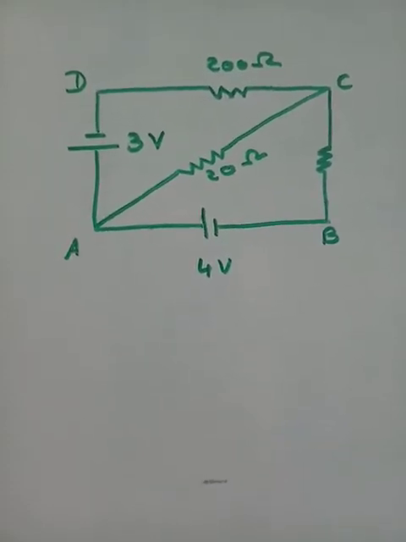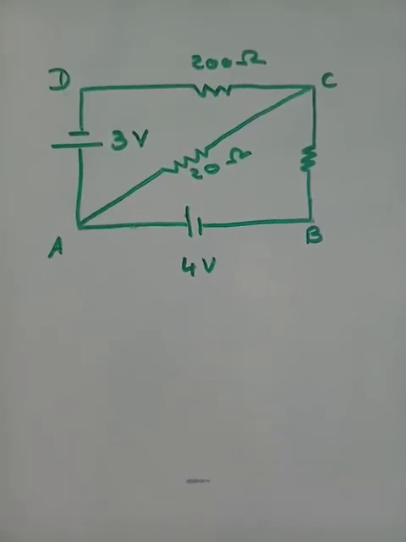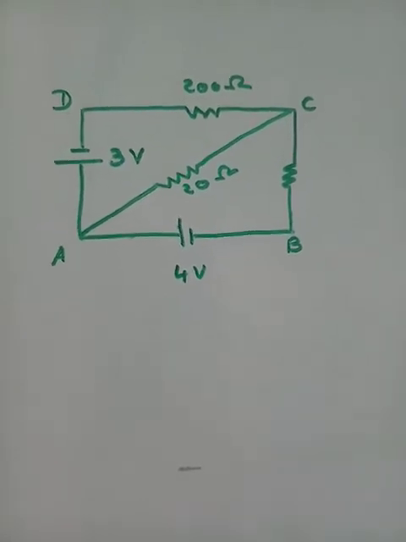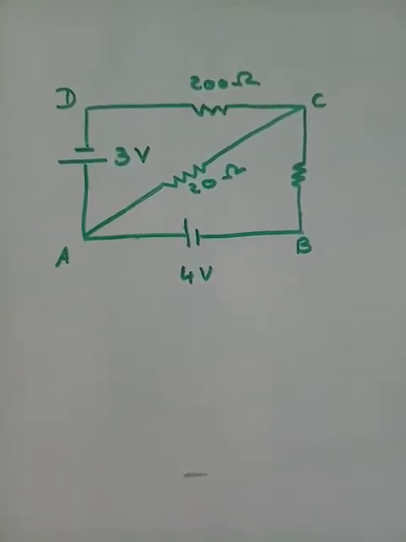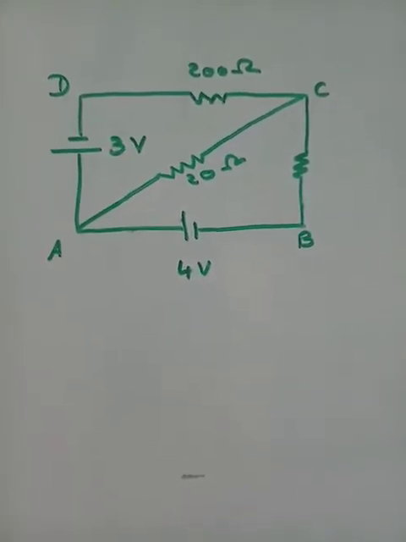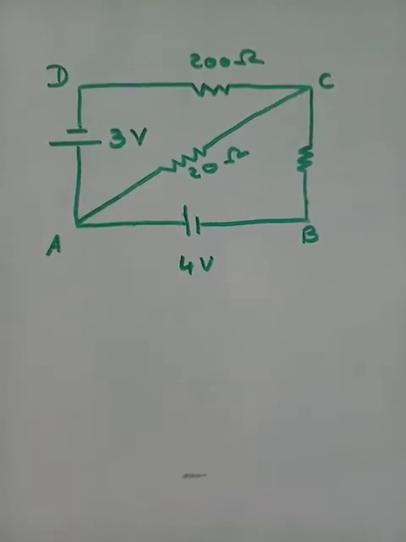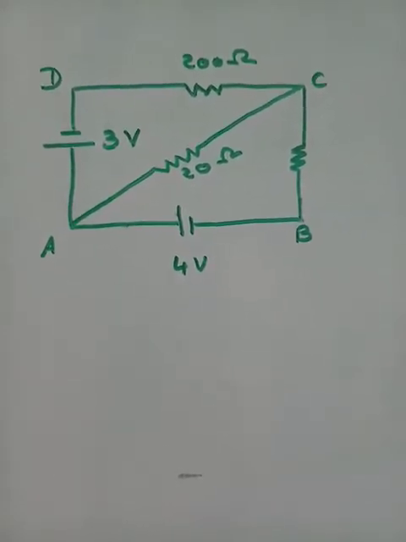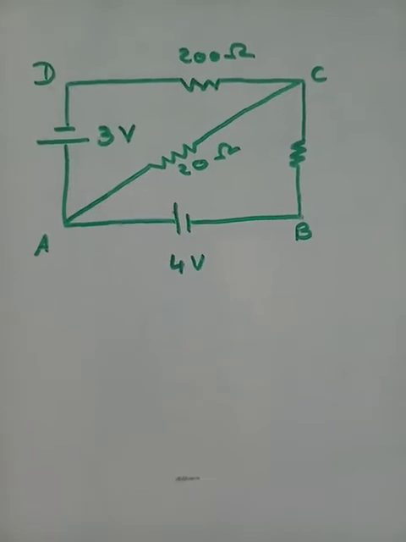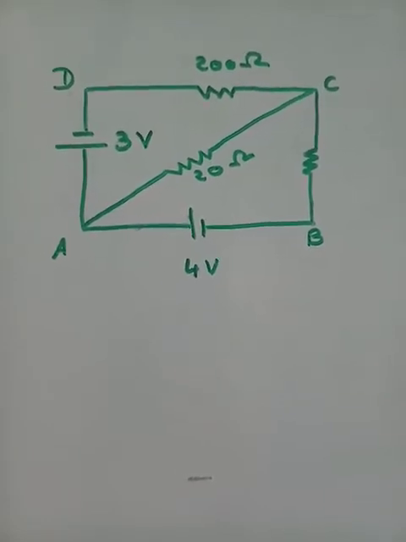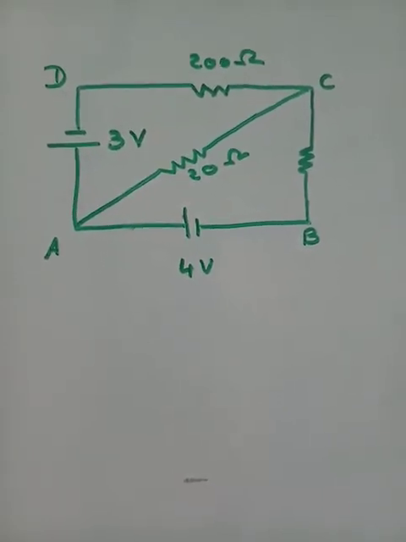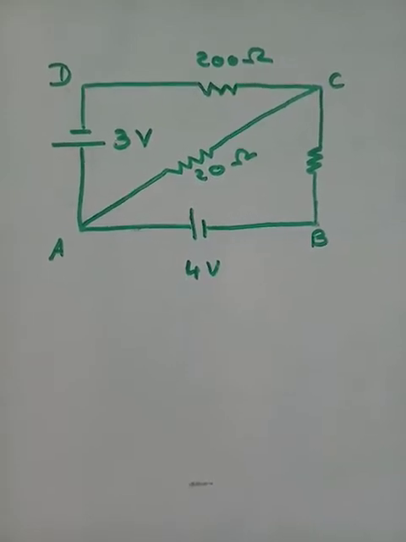In today's topic of Kirchhoff's law, this is the first question. This is the circuit given to you having two batteries and three resistors, and your task is to find the current through each branch of this circuit. You have to find the current flowing in each part of this circuit.